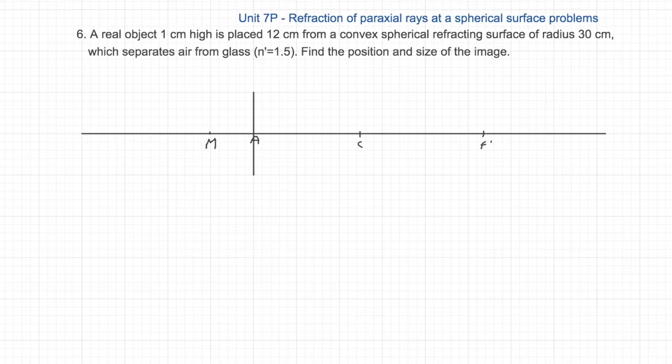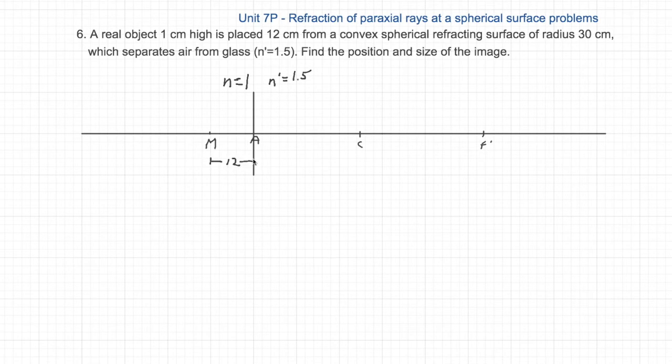Question 6, a real object 1 centimeter high is placed 12 centimeters from a convex spherical refracting surface of radius 30 centimeters, which separates air from glass. N prime equals 1.5. Find the position and size of the image. I bet you never thought we'd get to a convex surface. Here we are. N equals 1.